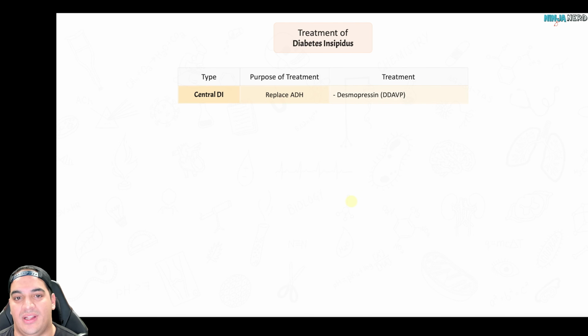DDAVP, desmopressin. So oftentimes it may be required to give these patients if they're super polyuric, and on top of that, they have hypernatremia. Desmopressin may be the drug to help to reduce the polyuria and help to be able to retain some of that water and then bring down their sodium.